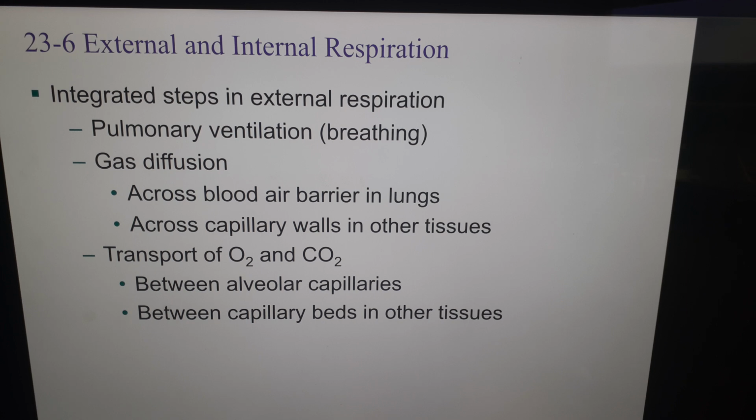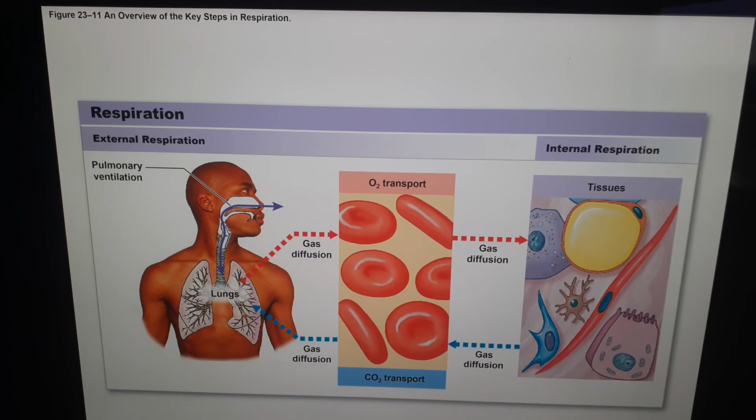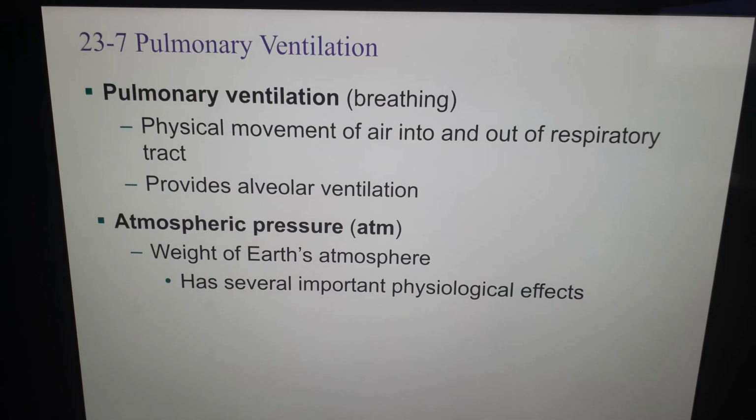So gas diffusion first has to go across the blood-air barrier in the lungs. Then, to deliver that oxygen, we have to go out into the systemic circulation, across the capillary wall into the interstitial fluid, and then enter the cells from there. Transport of oxygen and CO2 has to happen between alveolar capillaries and between capillary beds and other tissues. Again, respiration consists of pulmonary ventilation, the physical bringing in of the gases, and the exchange that happens in the lung alveoli area.